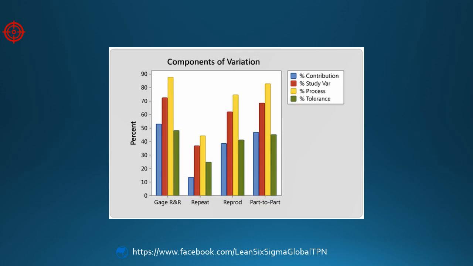We perform the gauge R&R study on their measurements and are now ready to evaluate the graphical results. The output includes several graphs, including a components of variation graph. So let's look at this graph first, and use it to interpret different sources of variation in the measurement system.